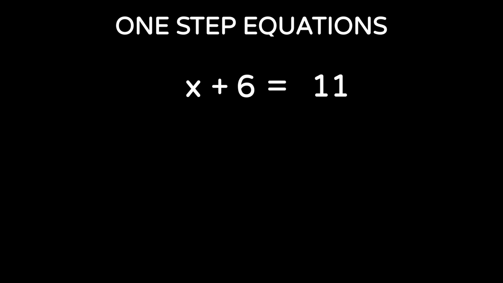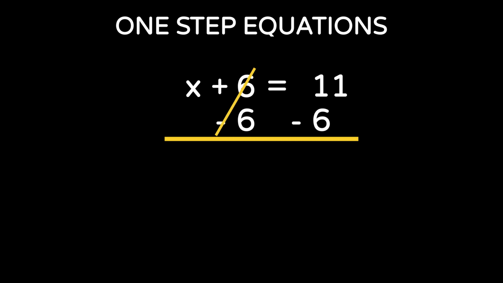Example 3. Now let's try x plus 6 equals 11. To get x alone, we subtract 6 from both sides. X plus 6 minus 6 equals 11 minus 6. The plus 6 and minus 6 cancel out, leaving x equals 5.